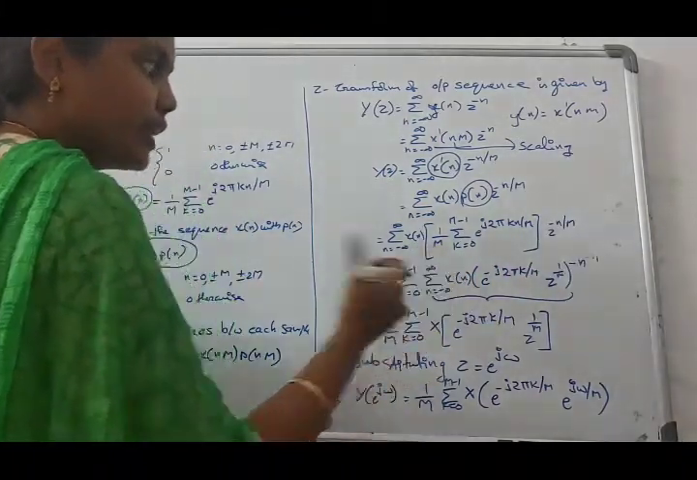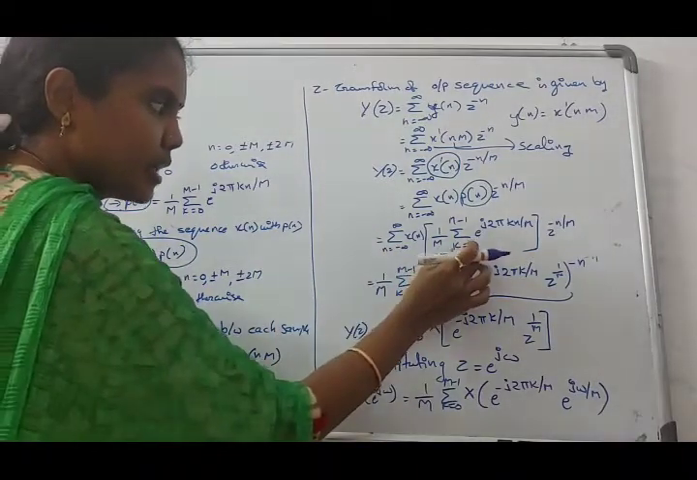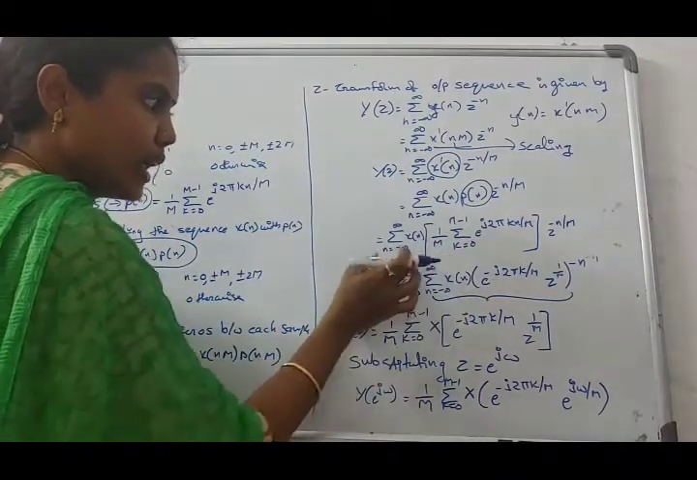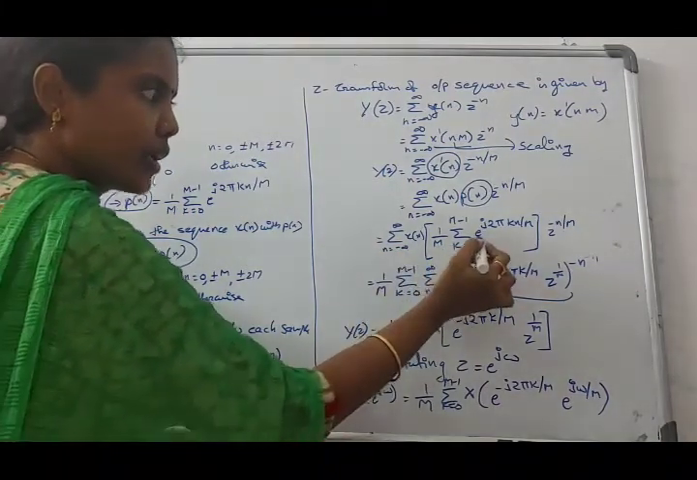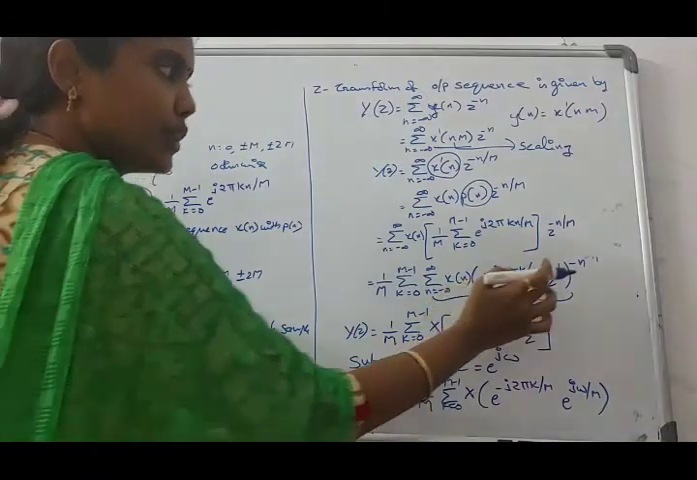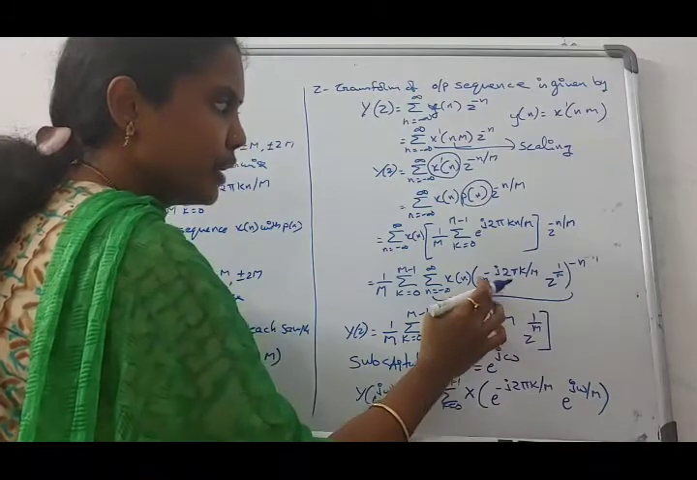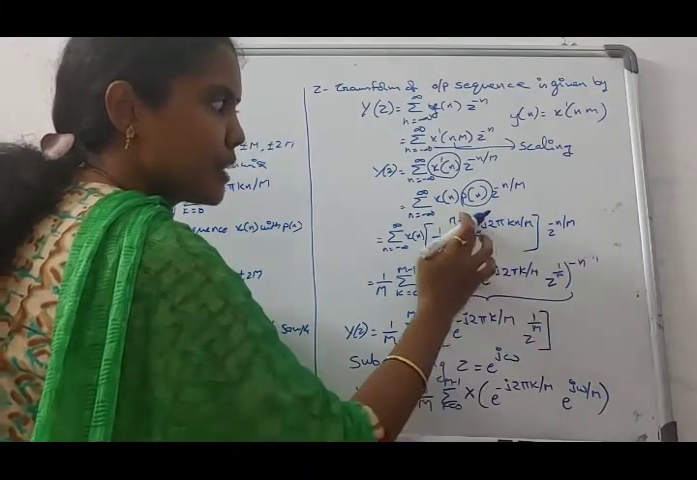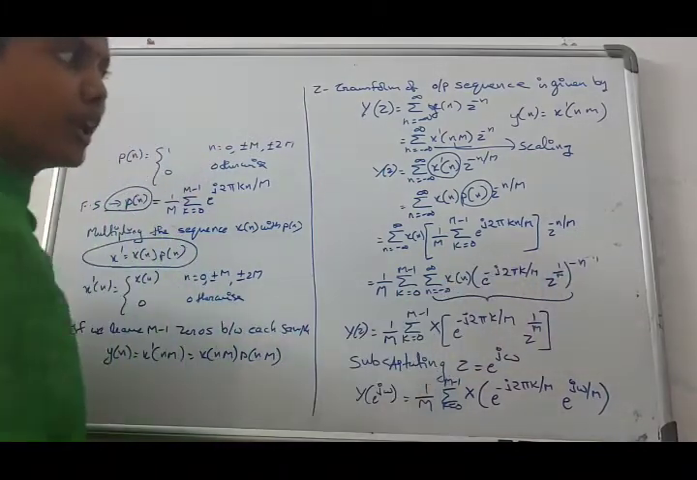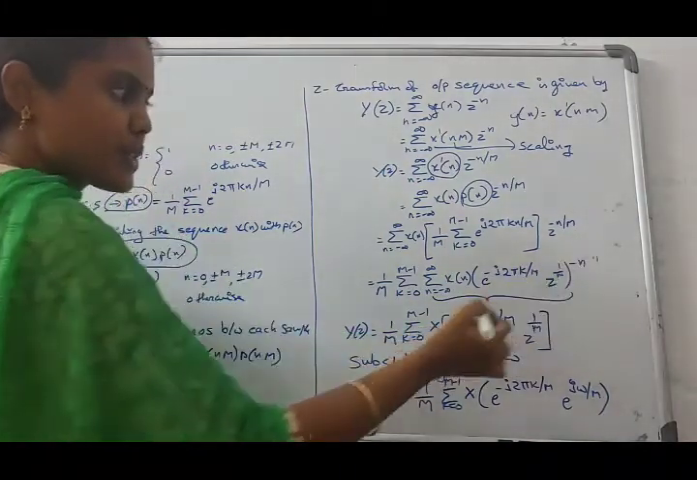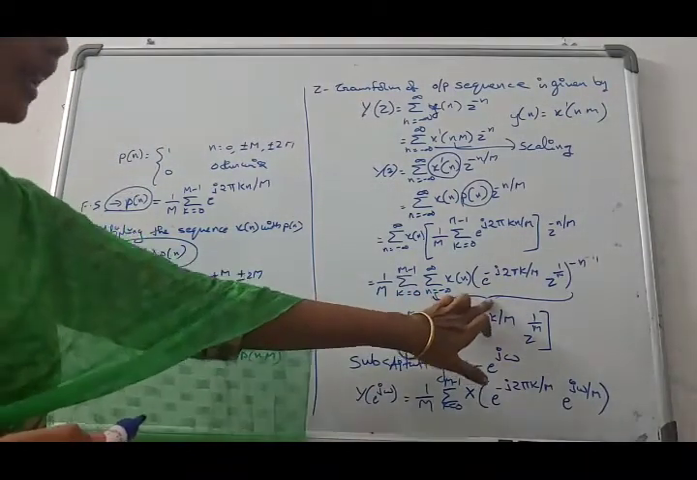Now rearrange the terms. Take 1 by m outside. So remaining is k is equal to 0 to m minus 1 and n is equal to minus infinity to infinity x of n, e power. From this, we take the common minus n power. So here what remains is e power minus j 2 pi k by m into z power 1 by m, whole power minus n. Now it is in the form of what? X of z.